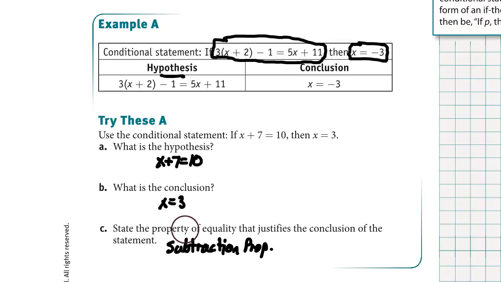Question C, state the property of equality that justifies that conclusion. To go from x + 7 equals 10 to the conclusion that x is equal to 3, we would have to subtract 7 from both sides to solve the equation. That's the subtraction property of equality.